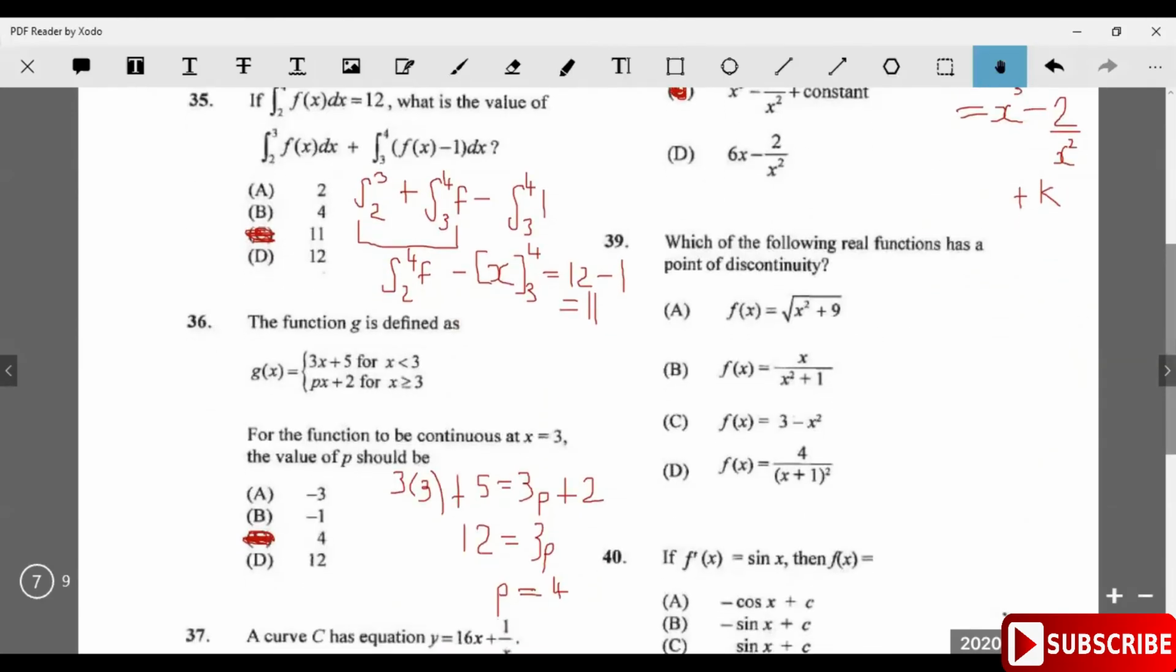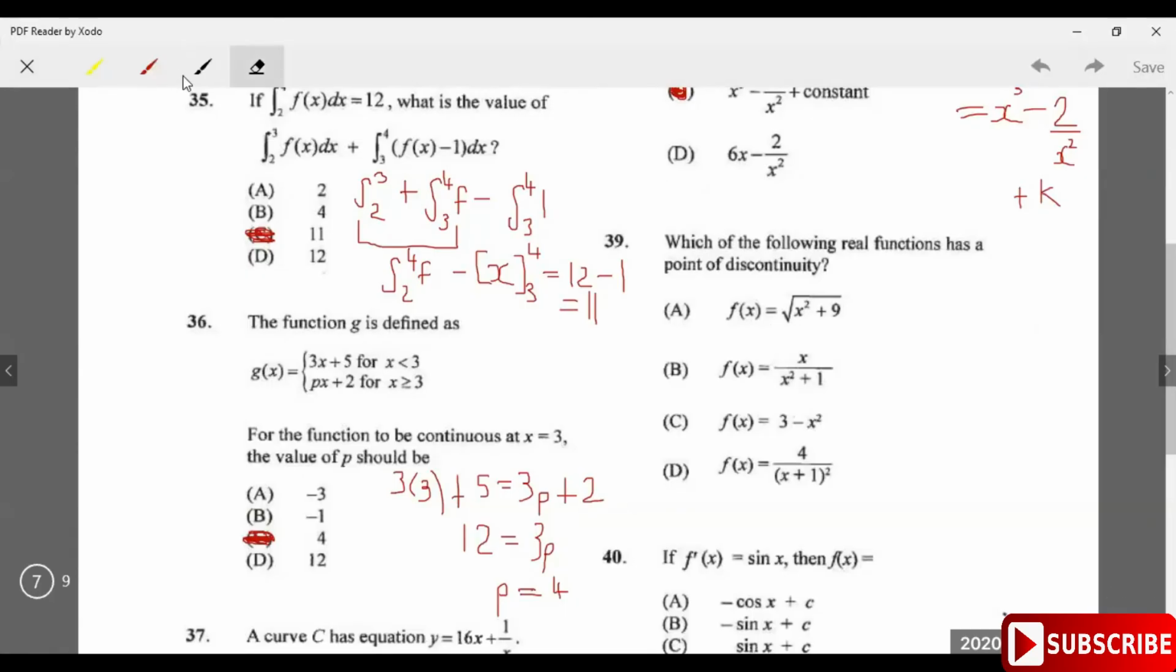Question 39 asks us, where is the function discontinuous? So this is a repeat from the last paper. And we said that the function is discontinuous anywhere where the denominator is equal to 0. So in the last one, when x is equal to -1, then the function is undefined, and so option D is the answer. Easy question.